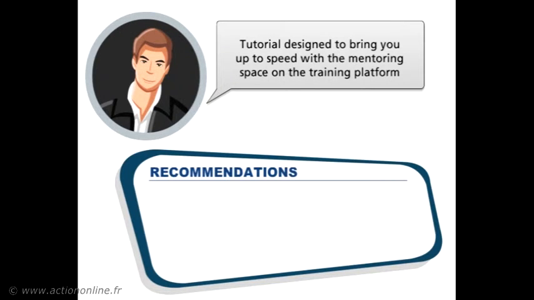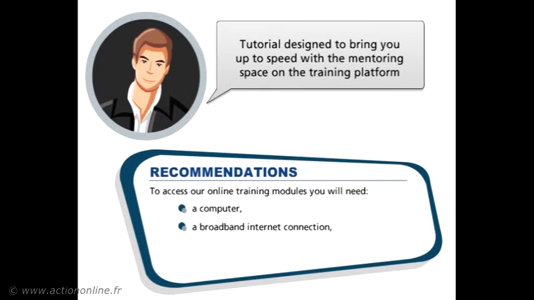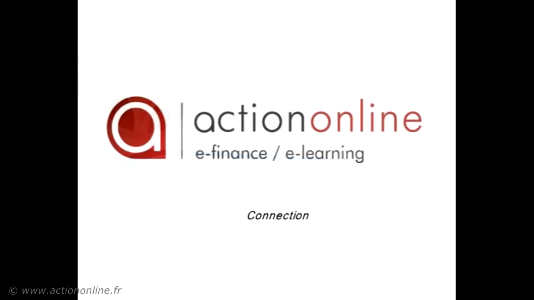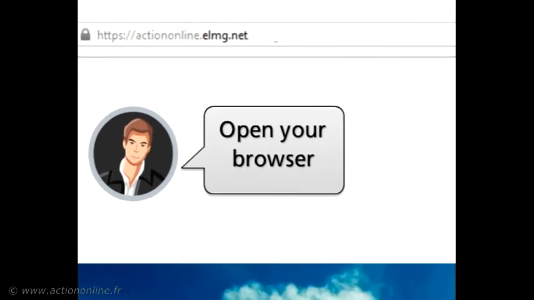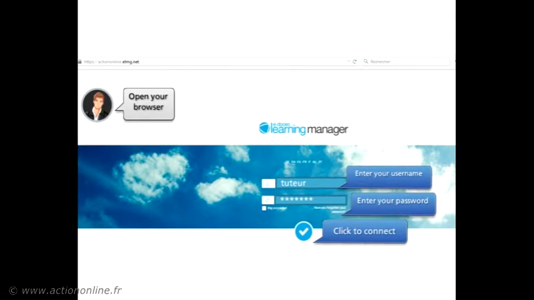First of all, to access our online training modules, you will need a computer, a broadband internet connection, such as ADSL, headphones or speakers, and version 10 of Flash Player, available online legally and free of charge. To begin, connect to the following address: https://actiononline.elmg.net. Then enter your login details in the fields provided.